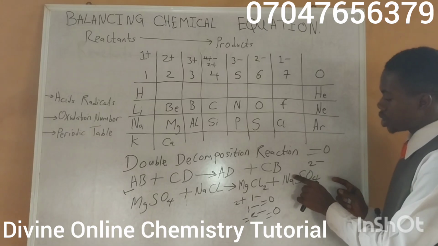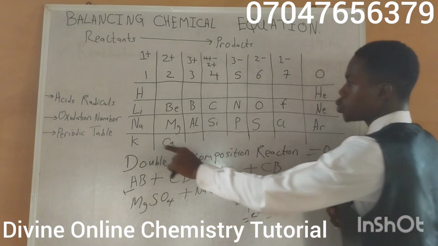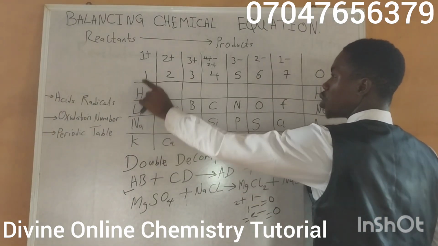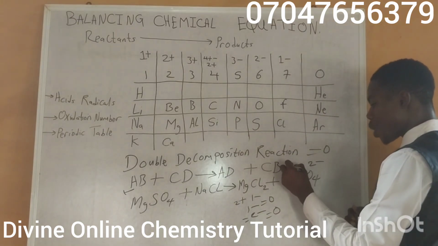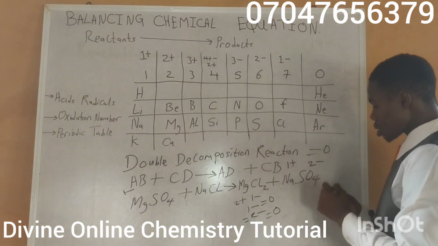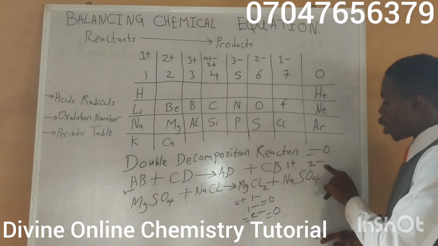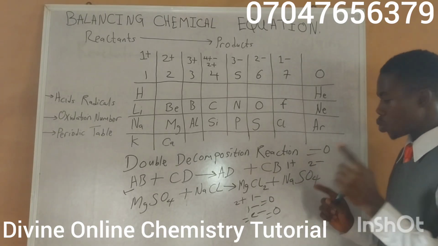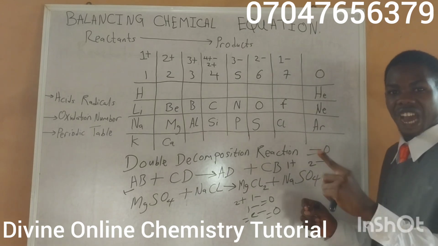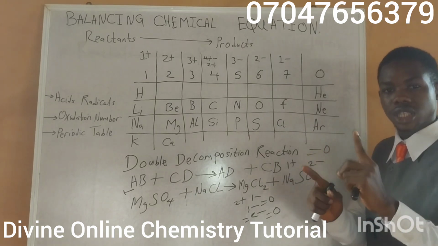Then what about sodium, which is the metal? Which group is sodium? Sodium is group 1, which means the oxidation number of group 1 is 1 plus. Now, like I said earlier on, minus means you are owing and plus means you want to pay. Now, 2 minus means you are owing 2. 1 plus means you have 1. If you pay, you are still holding 1.